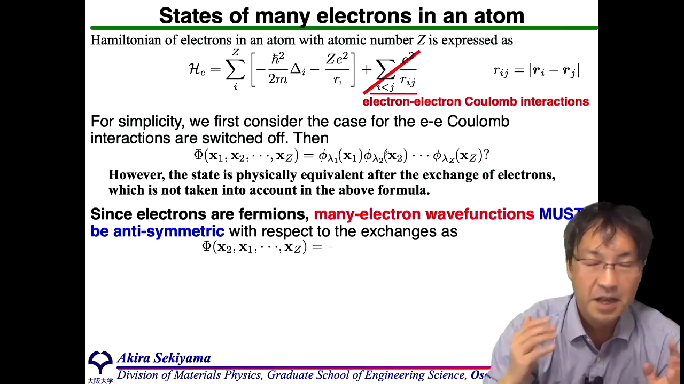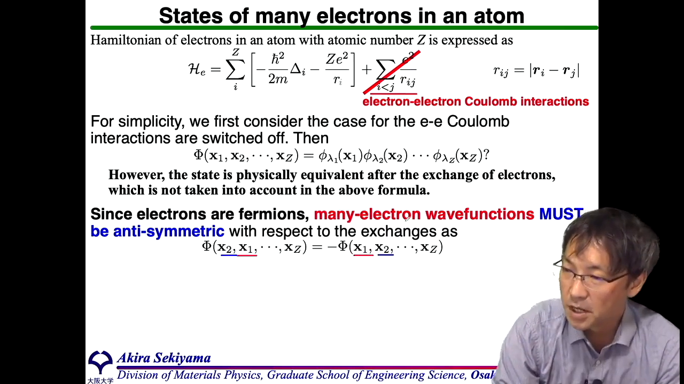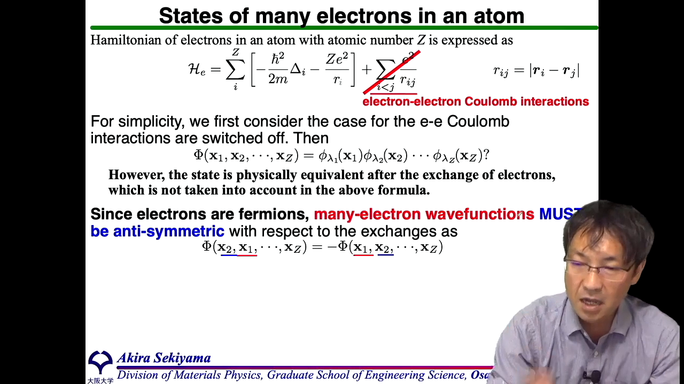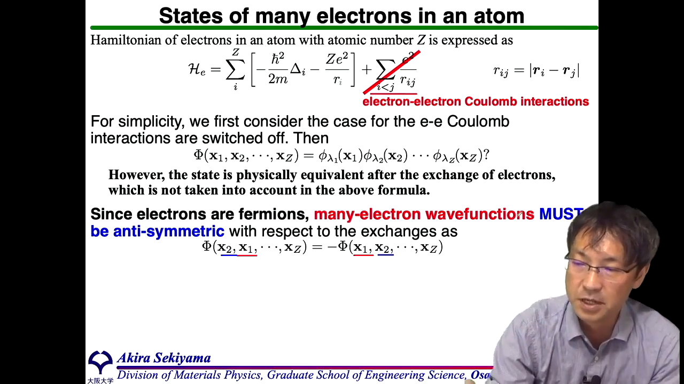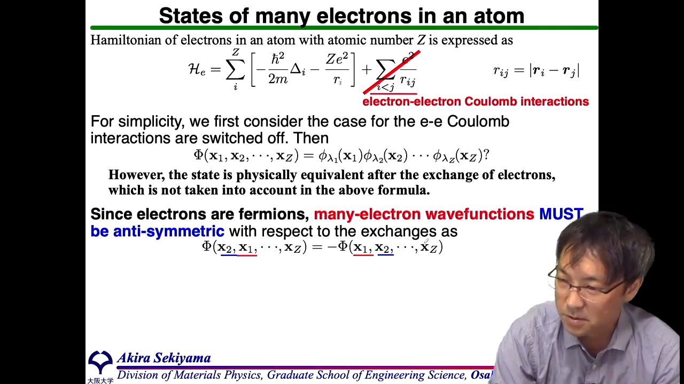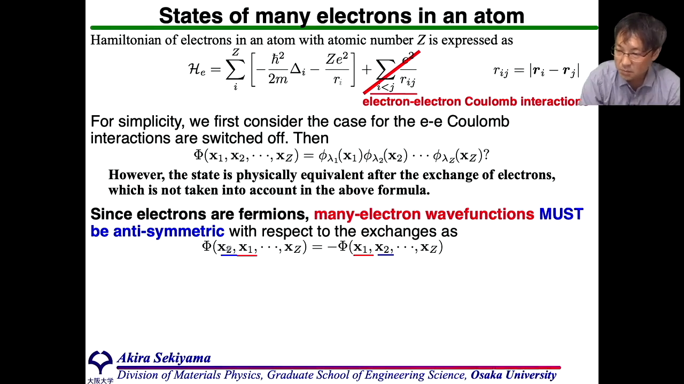Since electrons are fermions, the many-electron wave function must be antisymmetric with respect to exchange. So this wave function, expressed after the exchange of electron 1 and electron 2, must be minus the original wave function. This formulation does not satisfy this condition. Therefore, we cannot take this wave function.